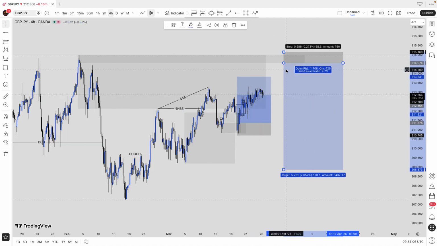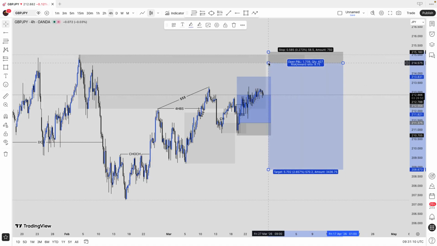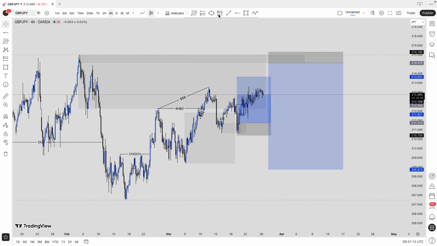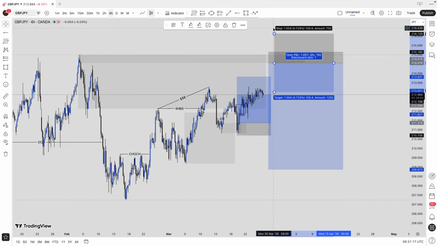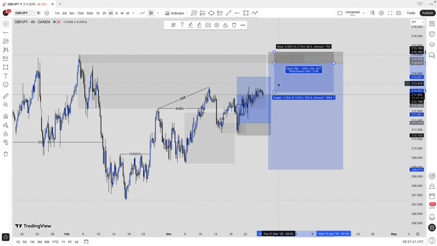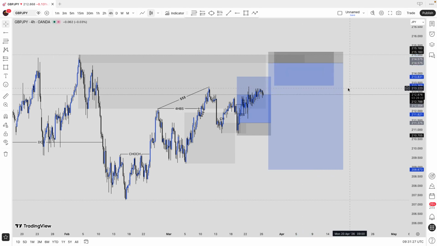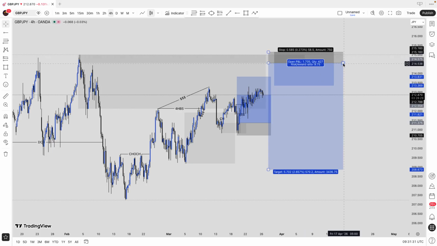This is a free setup for you guys. You can wait for it and get in. TP1 is always 1:2, so TP1 should be like this. That's 1:2, so that should be TP1. Then hold the other trade, set a trailing stop loss, and wait for it.